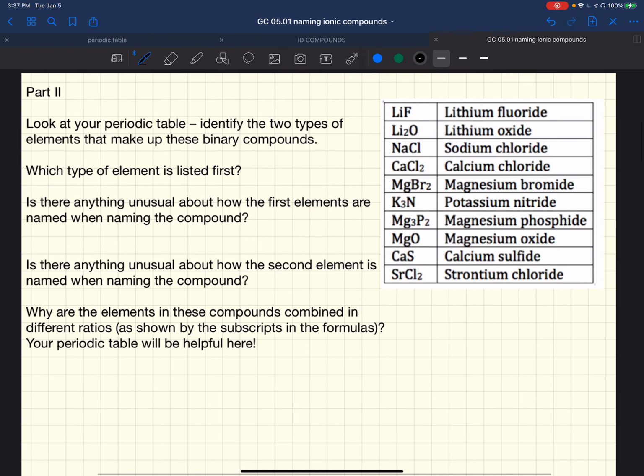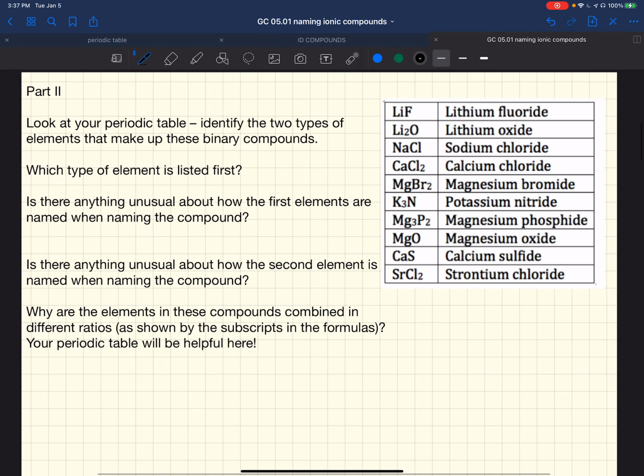Let's take a look at this page. So I have another set of compounds here, both their names and their formulas, and I want you to answer these questions. So the first question is, look at your periodic table, identify the two types of elements that make up these binary compounds. I have a metal, so lithium, sodium, calcium, magnesium, potassium, strontium, and I have a nonmetal.